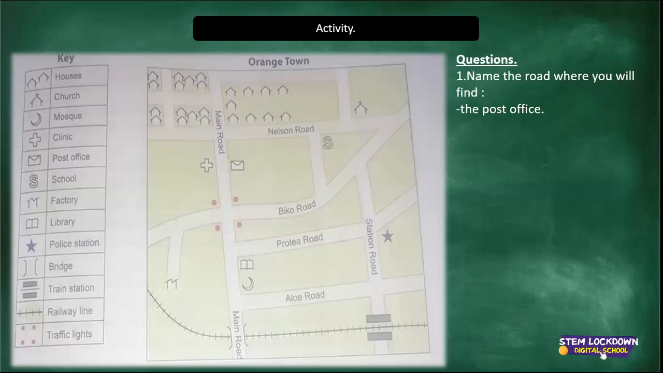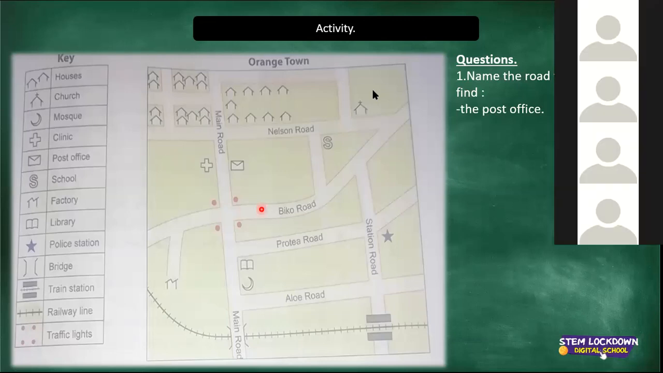Jordan. Where is the road where you find the post office?